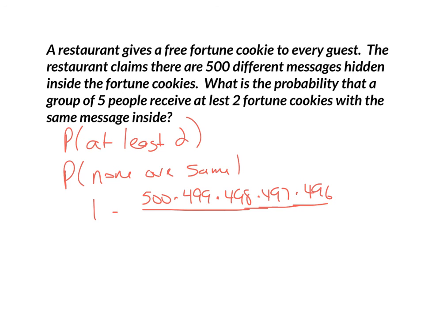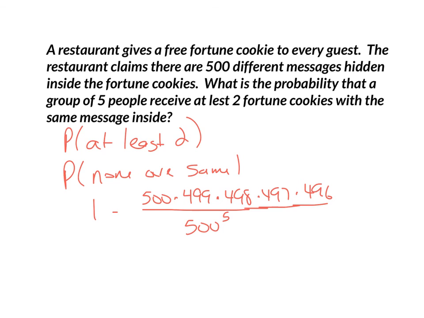Right now, my denominator is all the different ways. Remember, there's only 500 ways and 500 messages, and each one could get the same. So the bottom's going to be 500 times 500 times 500, 5 times. I'm just going to write it this way.